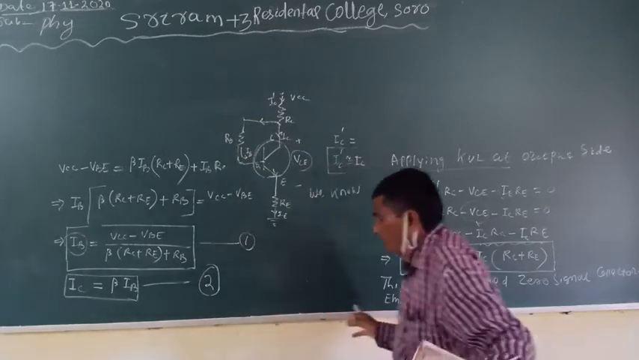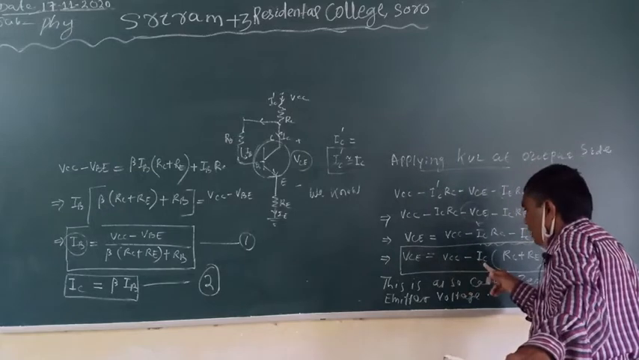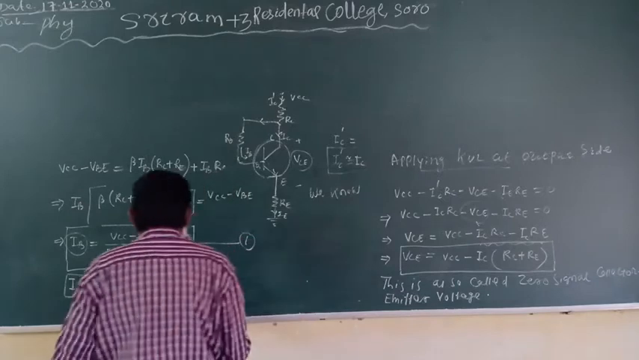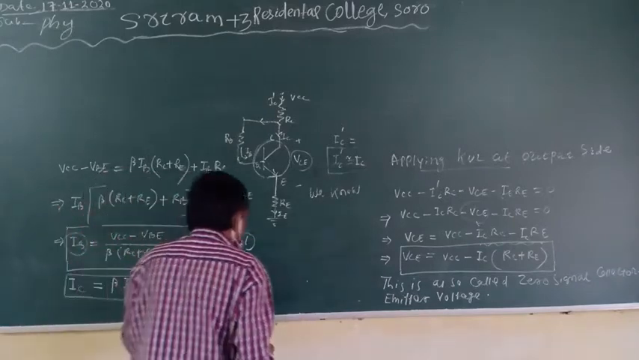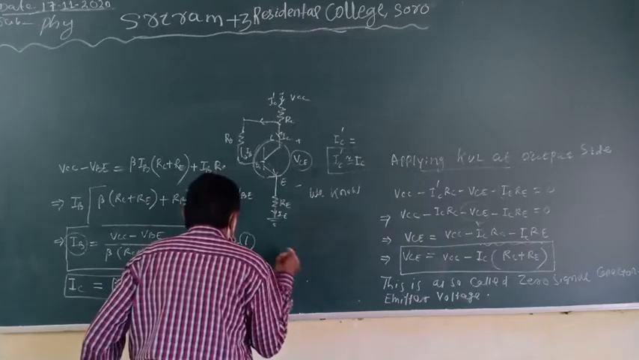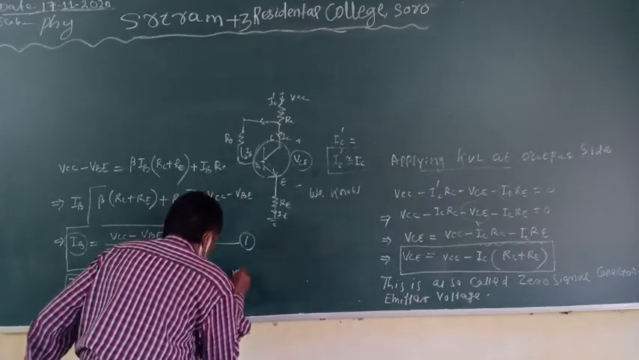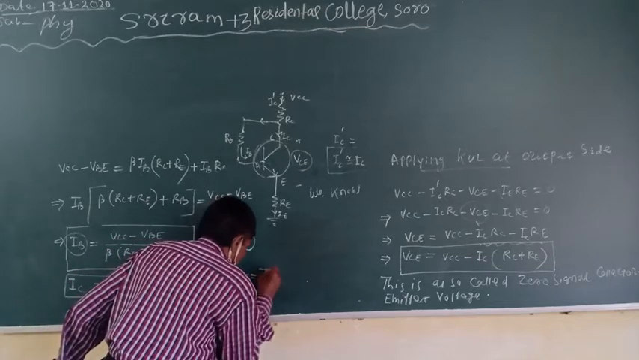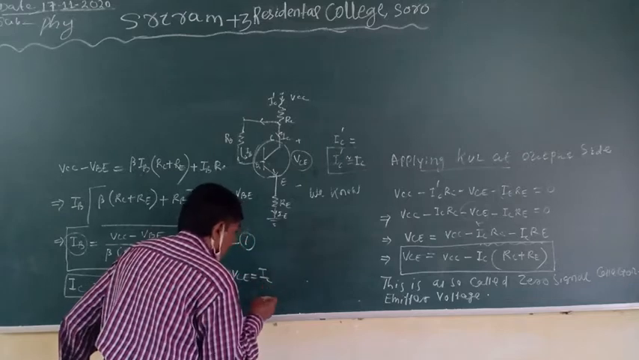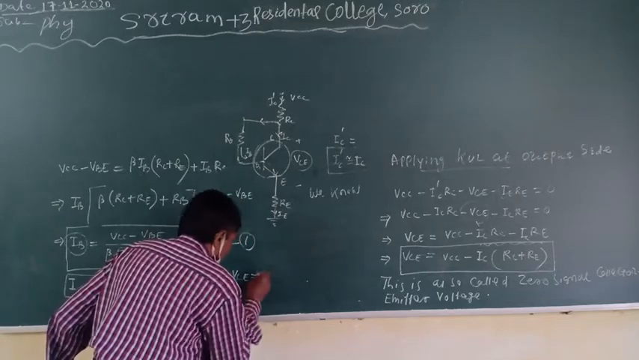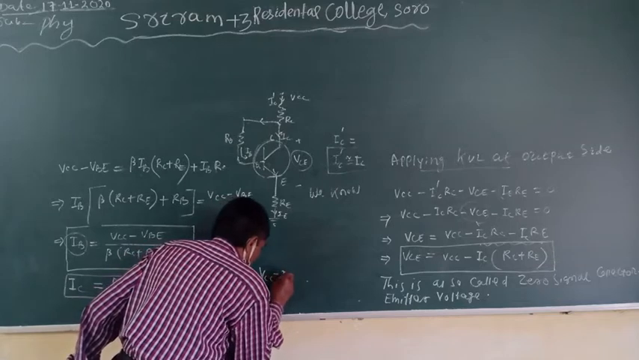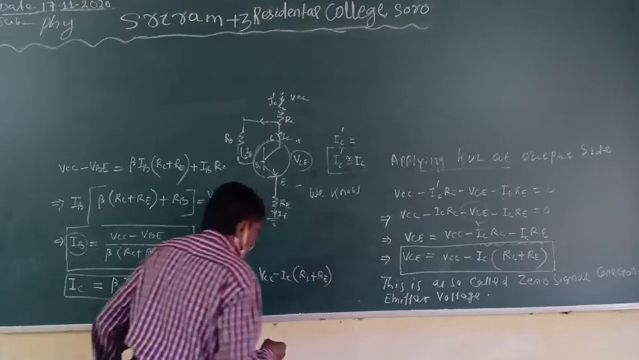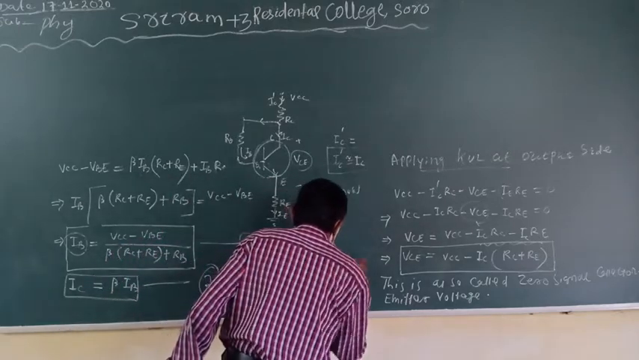Now VCE equal to VCC minus IC times RC plus RE. We write this as equation number 3, that is VCE equal to VCC minus IC times RC plus RE.